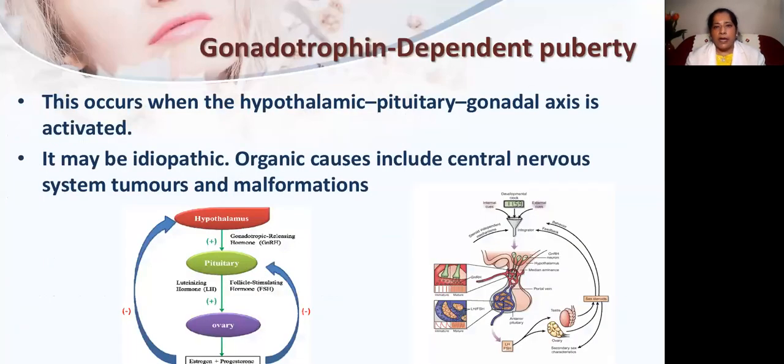Now, gonadotrophin dependent precocious puberty. This occurs when the HPO axis is activated. It may be idiopathic or there could be organic causes such as central nervous system tumors and malformations.